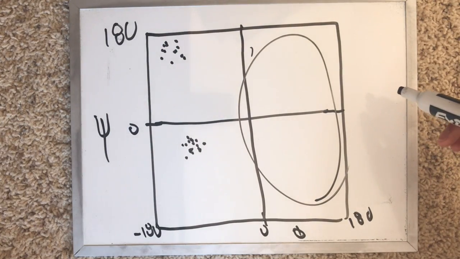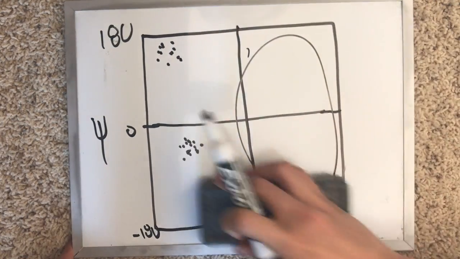So what I've just shown here is the most basic method of determining a protein structure, just by looking at these dihedral angles.